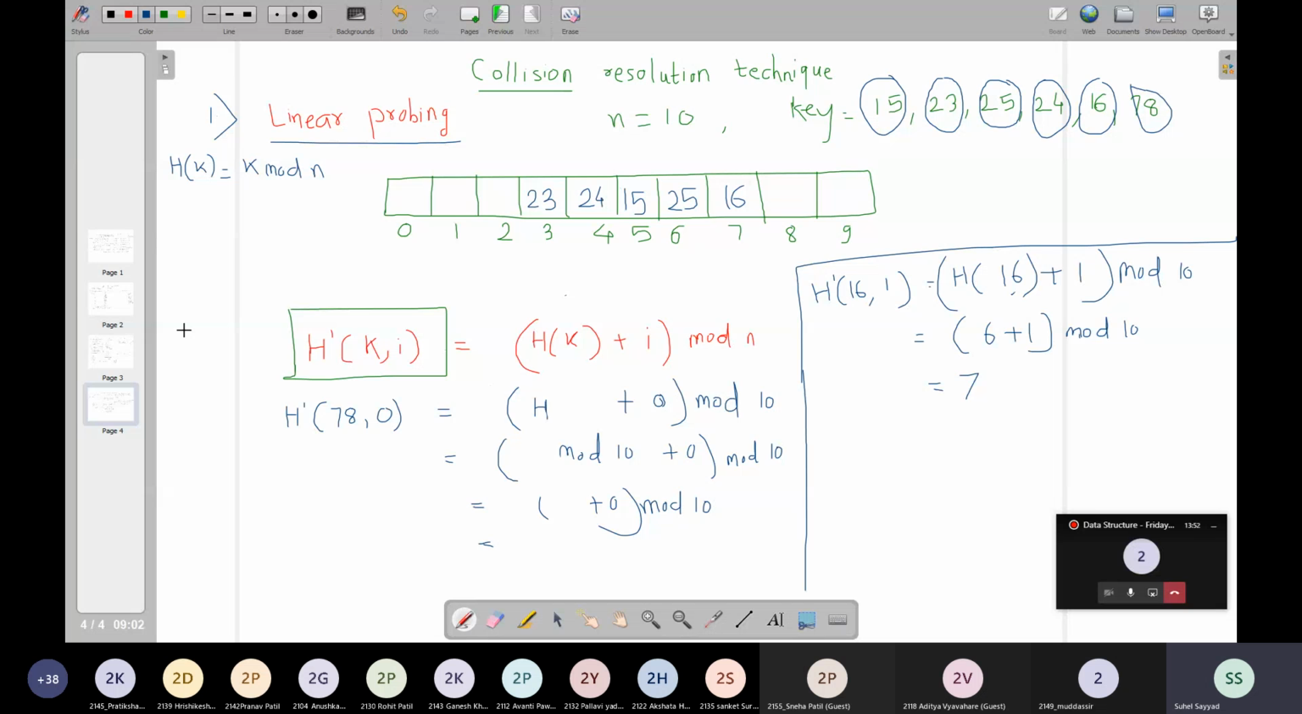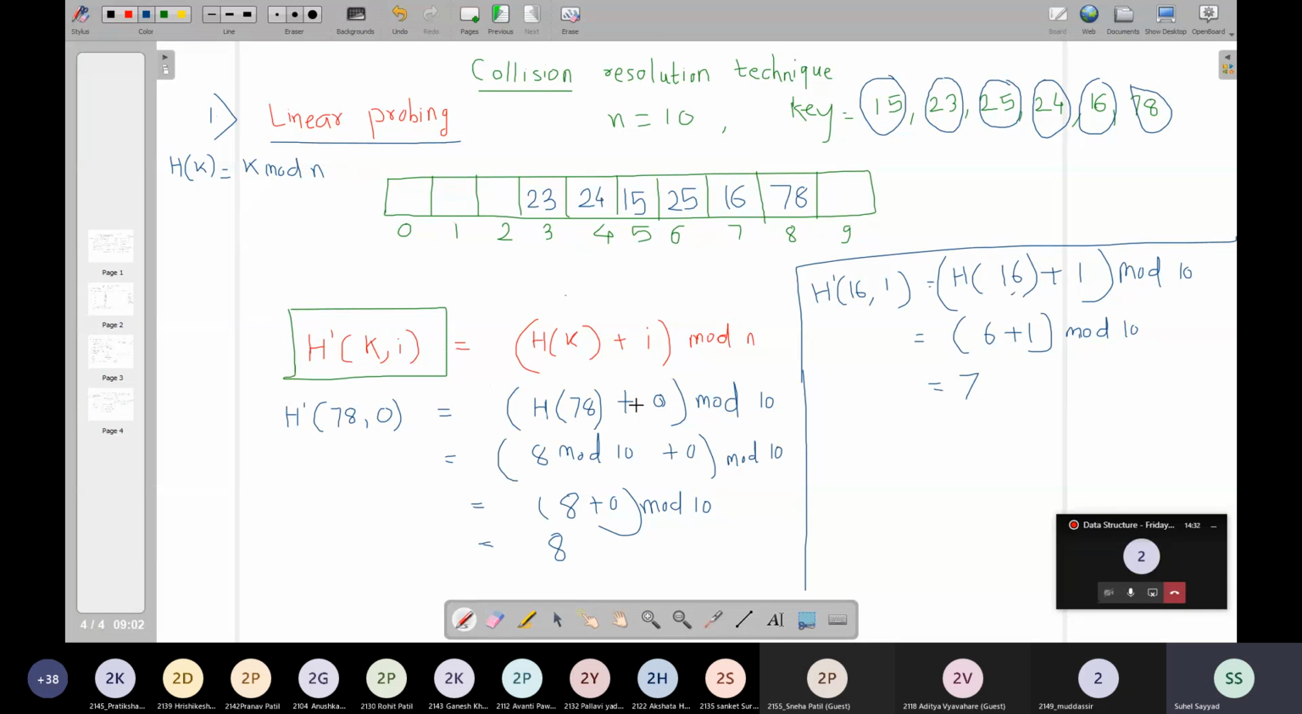Next key value that we pick is 16. We solve 16 with i value of 0. We get answer as 6, which again gives us a collision. So we solve 16 with 1, for which we get hash value as 7. And that's why we store 16 at 7. And finally we have key value 78. For 78, we will be getting answer as 8. And hence, this 78 will be stored at hash address 8, or index 8 we can say. So this is how the storage will take place.